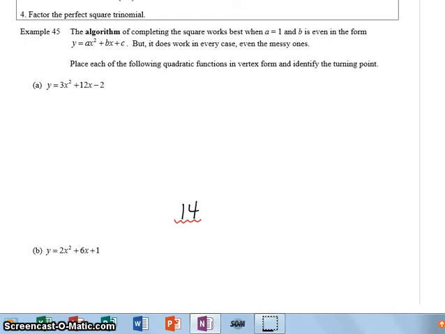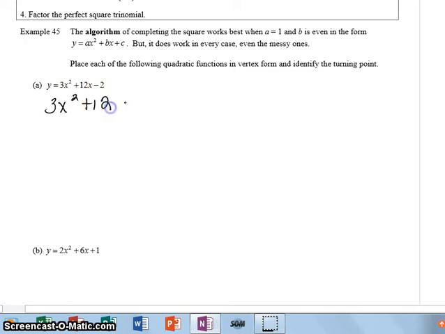Okay, so what you're going to do is you are still going to move that negative 2 to the other side, okay? So it's going to become 3x squared plus 12x equals positive 2. Then on these x terms, you just factor out so that this coefficient is a 1. So I'm going to factor out a 3, and I'm left with x squared plus 4x equals 2.